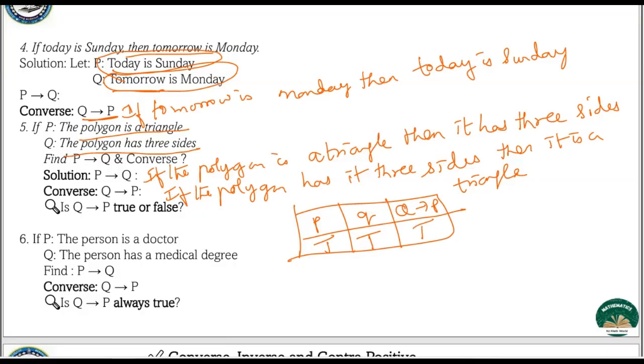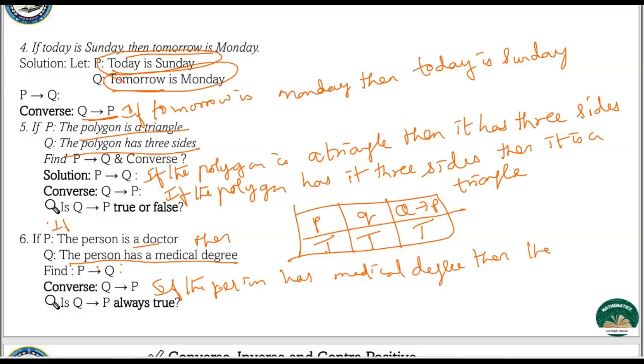Then the next one, the person is a doctor. The person has a medical degree. So here, what will be P implies Q? If a person is a doctor, then the person has a medical degree. What will be the converse? If the person has a medical degree, then the person is a doctor.